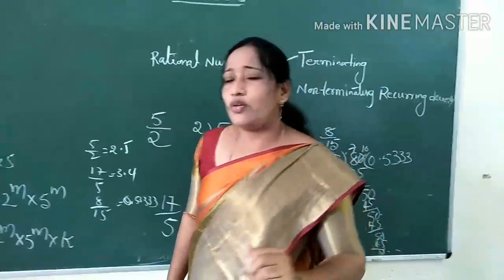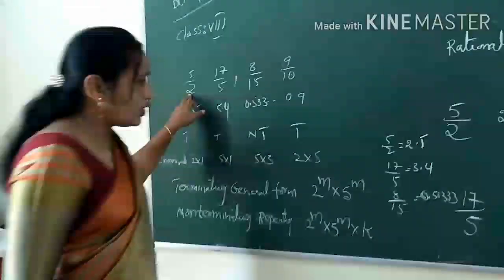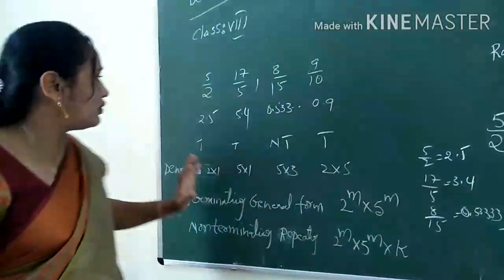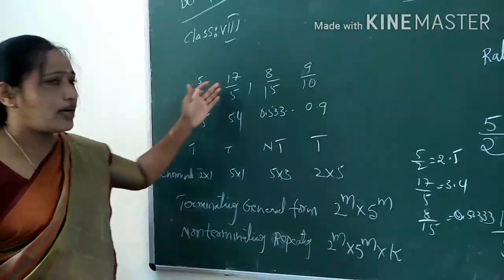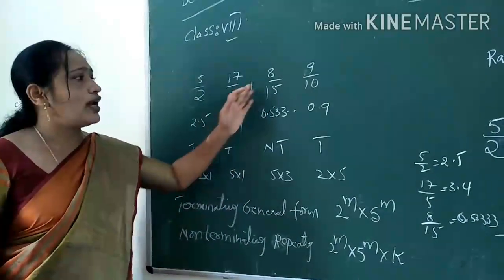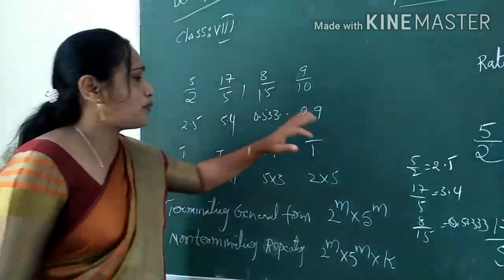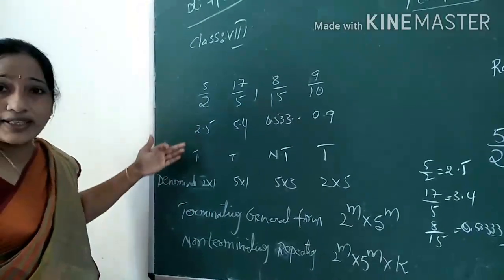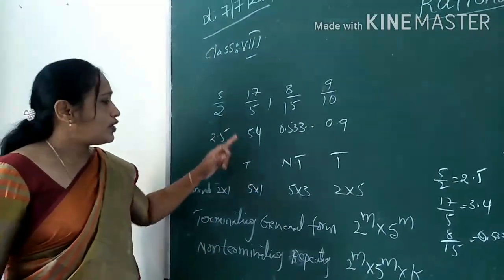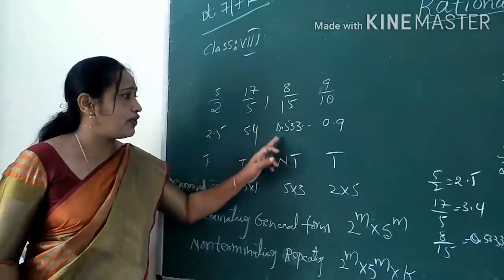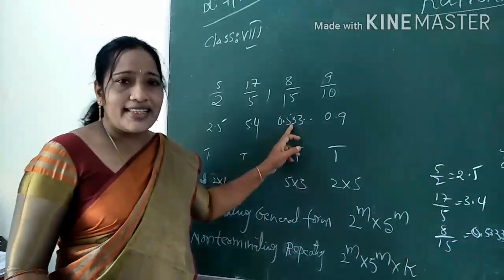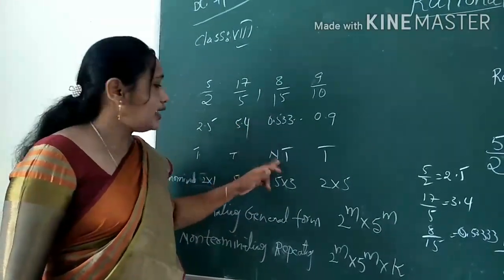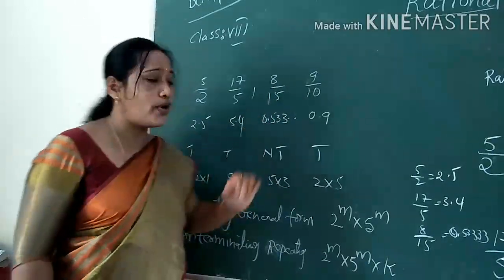We have to prepare a table. 5 by 2 we already did, 17 by 5 we did, 8 by 15 we did, and 9 by 10 also. 5 by 2 is 2.5, 17 by 5 is 3.4, 8 by 15 is 0.5333 and so on, and 9 by 10 is 0.9. 5 by 2 is terminating, 17 by 5 is terminating, and 8 by 15 is endless, non-terminating recurring decimal, and 9 by 10 is 0.9.